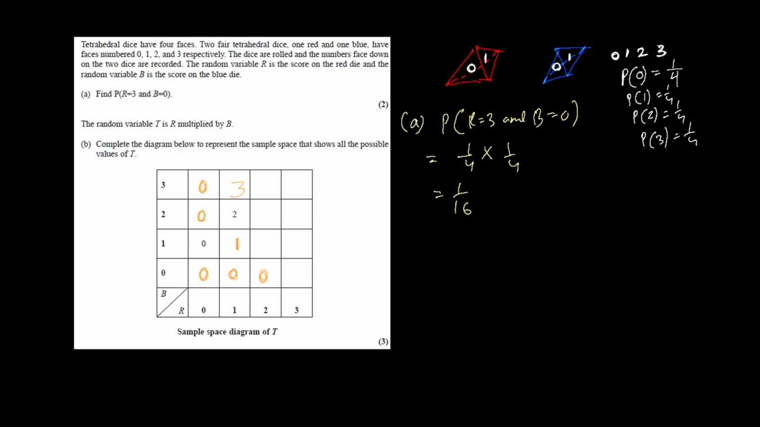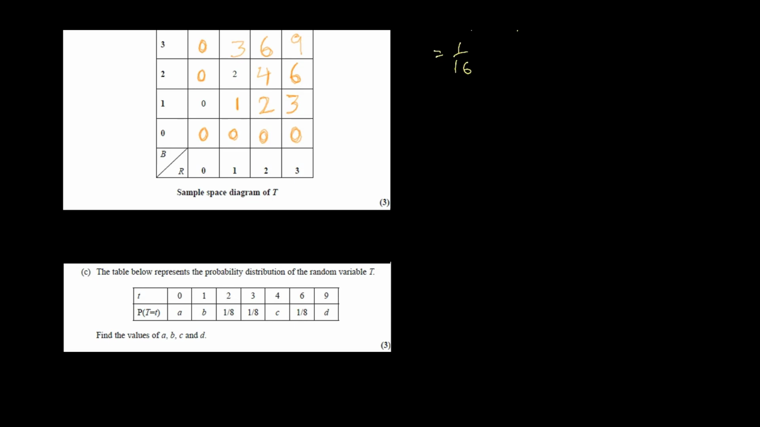Then 2 into 0 is 0. Then 2 into 1 is 2. Then 2 into 2 is 4. Then 2 into 3 is 6. Then 3 into 0 is 0. 3 into 1 is 3. 3 into 2 is 6. And 3 into 3 is 9. So that's it. We multiplied the scores, and this is what we get. And this is the random variable T. Remember, we are doing a probability distribution table, a discrete probability distribution to be more accurate. This is 3 marks. Now comes the main sum. So this is the table, and this is the main sum that we're going to talk about.